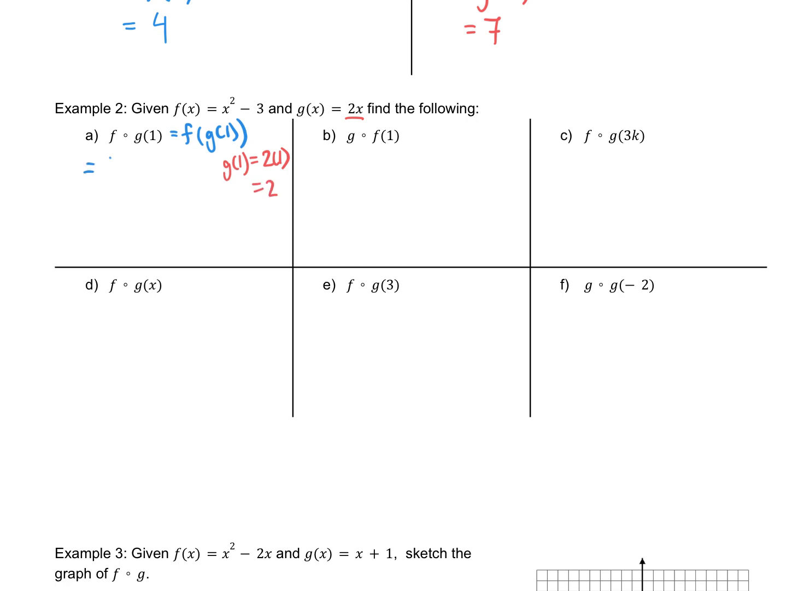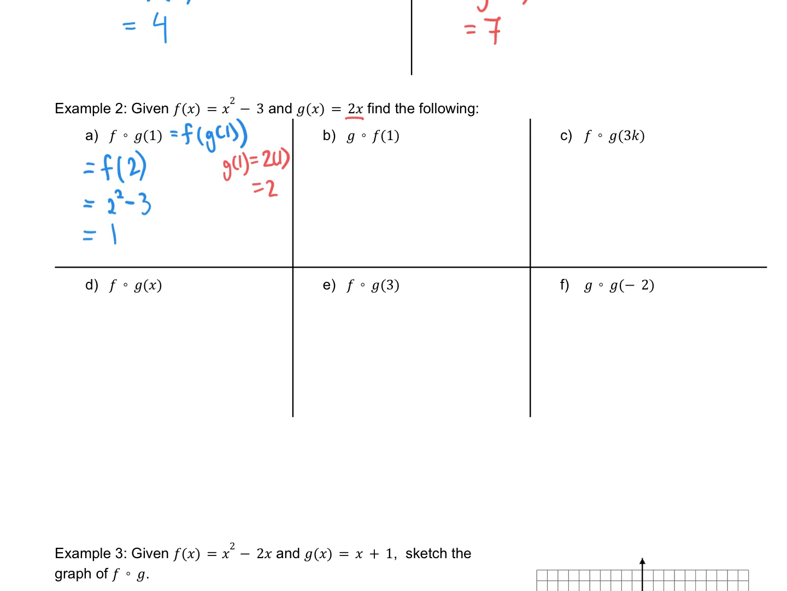So I'm evaluating f at 2, because that's what g at 1 is. And for f at 2, I'm going to function f and replacing x with 2. So instead of x squared, I have 2 squared and then minus 3. That's 4 minus 3, which is 1.